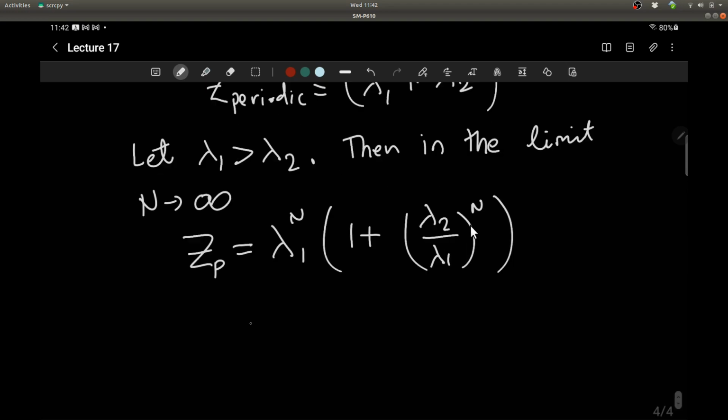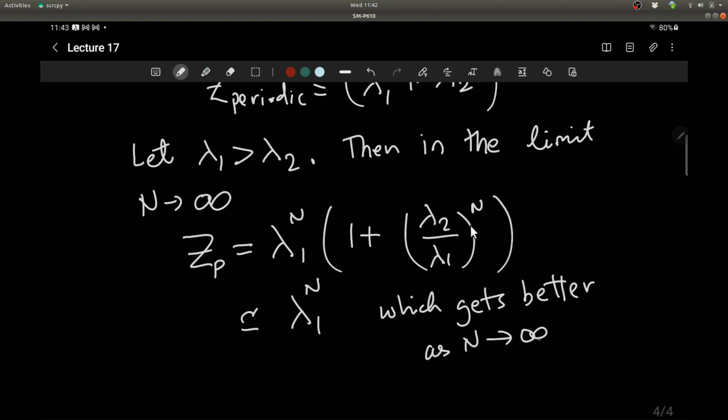So what is lambda 2 by lambda 1? It is less than 1, right? So in the thermodynamic limit, n tending to infinity, what happens to this? Lambda 2 by lambda 1 is less than 1, and as n goes to infinity, that term drops out. So this just becomes approximately lambda 1 power n, which gets better and better as n tends to infinity. So in the thermodynamic limit, the partition function is just the dominant eigenvalue.